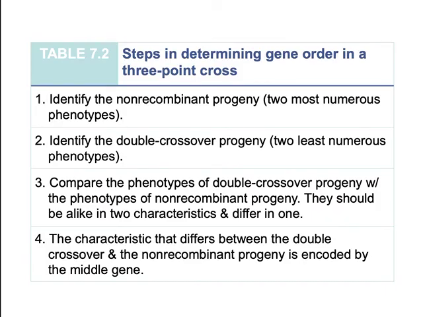So the steps to determine gene order is to identify the non-recombinant progeny, identify the double crossover progeny, and compare the phenotypes of the double crossover with the phenotypes of the non-recombinant progeny. They should be alike in 2 characters and different in 1. The characteristic that differs between the double crossover and the non-recombinant progeny is the middle gene.